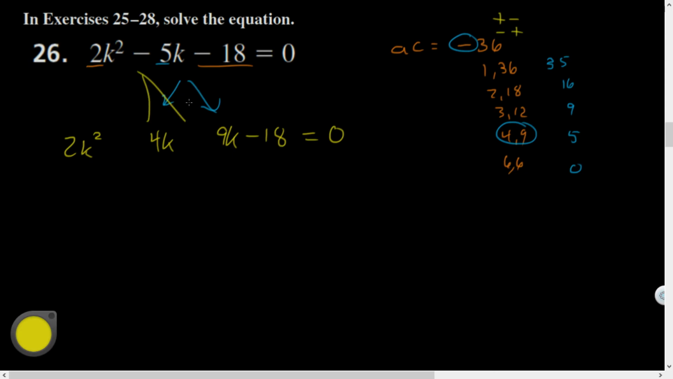And what do you think they're going to be, because they have to add to be negative? What is it going to be? Plus minus or minus plus? How could I get these to add to be -5? Well, the more influential has to be negative. Right, so the 9 is the negative.